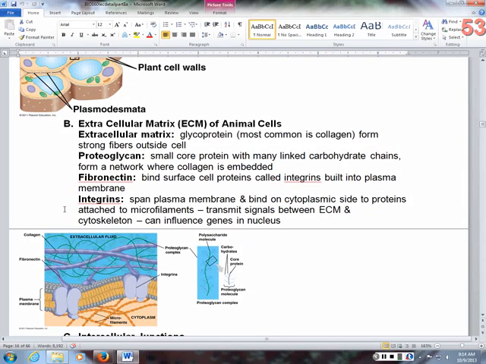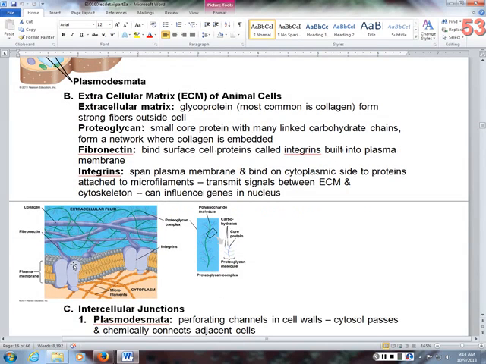We're also going to have an extracellular matrix, and this is going to be common in animal cells. It's going to be made up of glycoprotein. The most common one is collagen, and it's going to help to form strong fibers outside the cell. This picture is showing some nice strong collagen fibers outside.